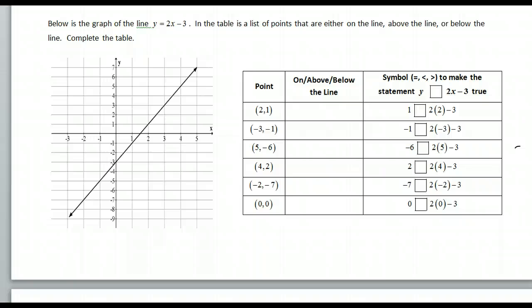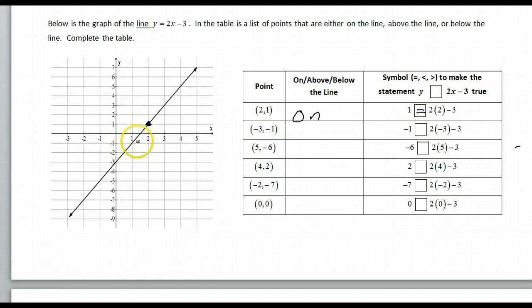In the table is a list of points that are either on the line, above the line, or below the line. So we're going to complete the table. The first point is (2, 1). Let's find that point on the graph. (2, 1) is right here, and that point is on the line, so we know that 1 is equal to 2 times 2 minus 3.